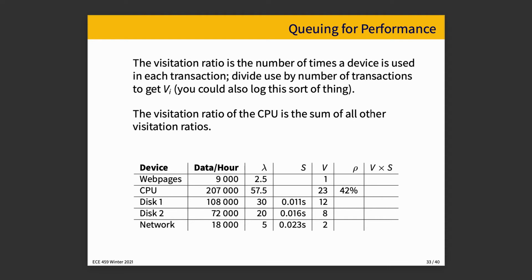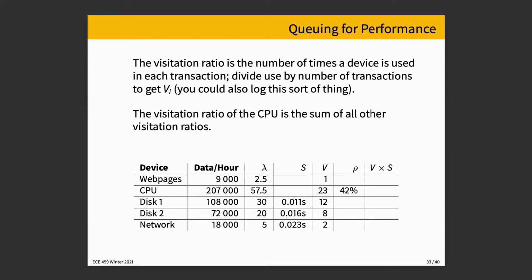So for each web page visit, there are 2 network accesses, 12 disk 1 accesses, and 8 disk 2 accesses, because we're just dividing these values. The CPU visitation is the sum of all the other visitation ratios. Why? Suppose we do a disk read. The disk is visited, and when the disk read completes, we go back to the CPU, and then it picks up the data that's just been shuttled in from the very slow hard drive. So the CPU has to be involved with every operation, and for that reason it appears as the sum of the other values, hence why it's 23 in that scenario.